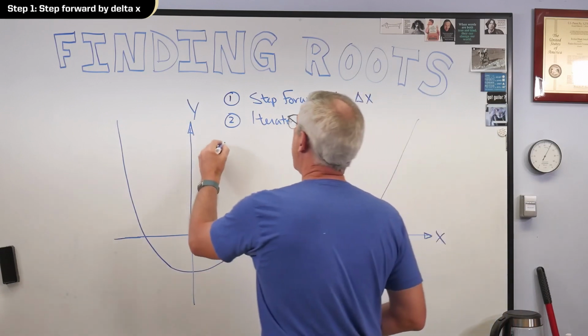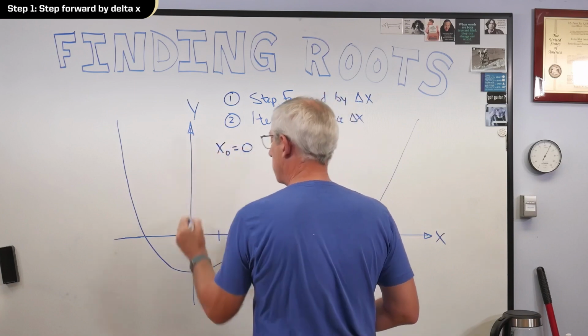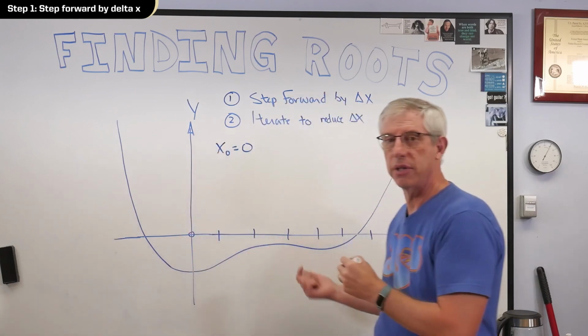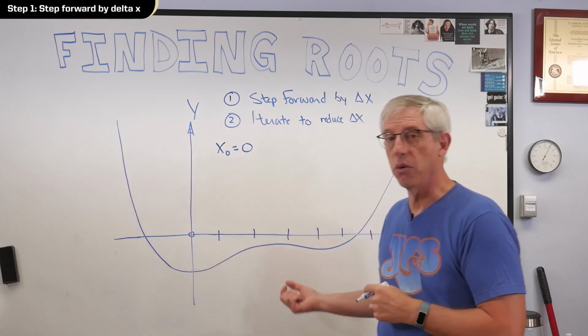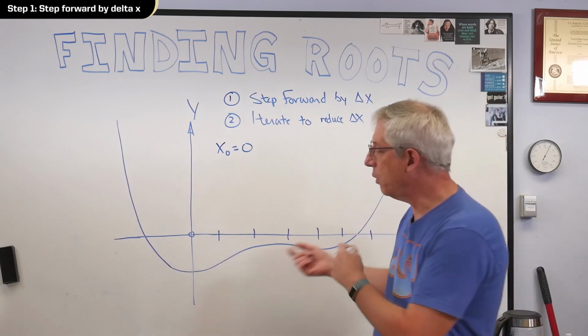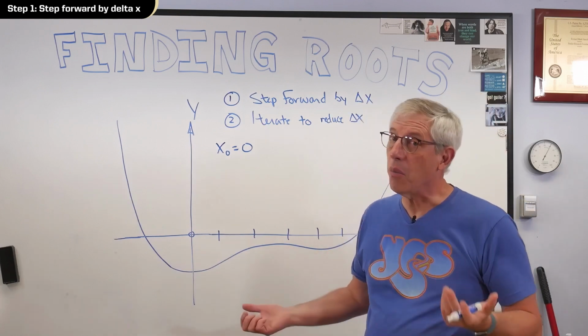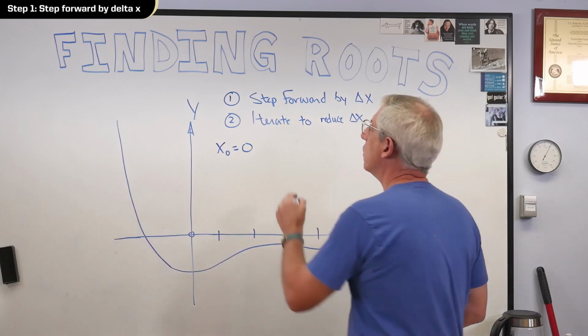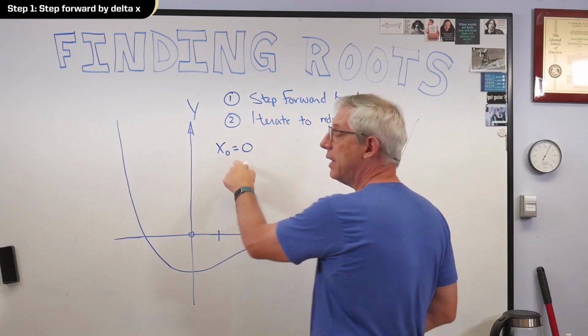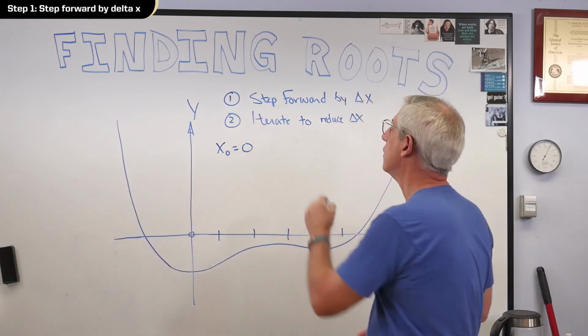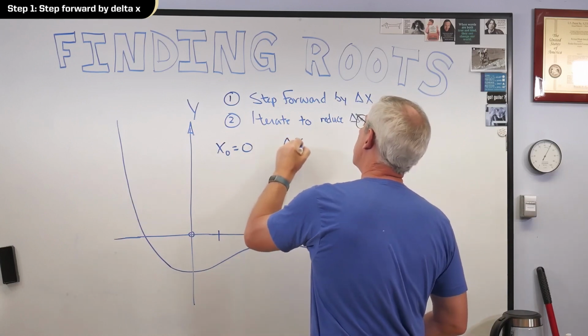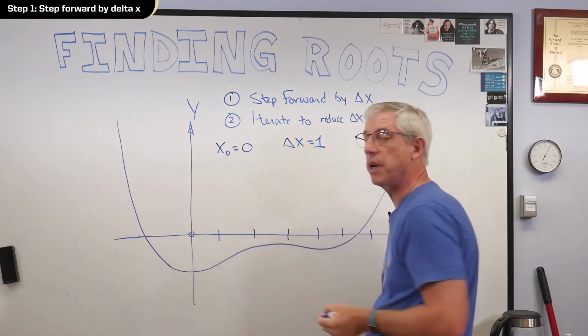So we're going to say x0 equals 0. We're just going to start right there. Yeah, I've sketched this out, but let's pretend we don't know what the answer is, or we don't know what this curve looks like. If we knew what it looked like, we wouldn't have a problem. So we'll set x0 equal to 0, and this is a guess, all right? Doesn't have to be a good one. And we'll set delta x equal to 1, also a guess.